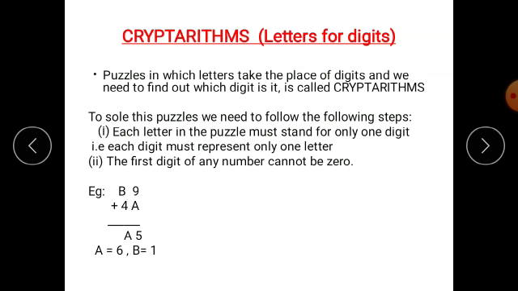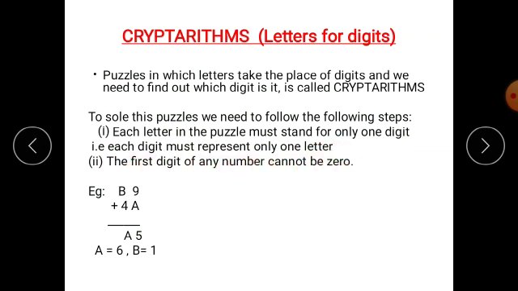Now the next and the new topic is cryptarithms, that is letters for digits. Puzzles in which letters take the place of digits and we need to find out which digit is which are called cryptarithms. To solve these puzzles, we need to follow the following steps. First, each letter in the puzzle must stand for only one digit. That is, each digit must represent only one letter. The first digit of any number cannot be 0.